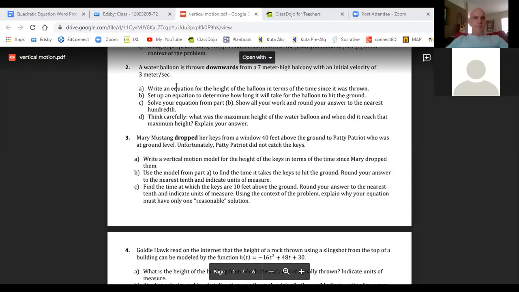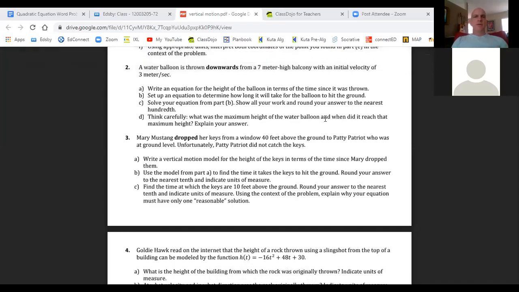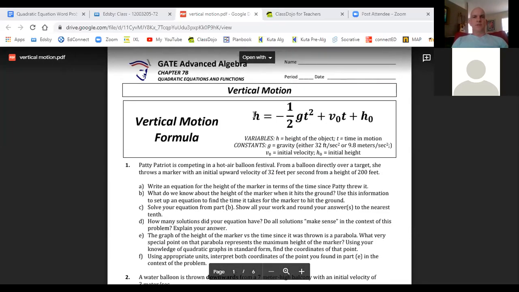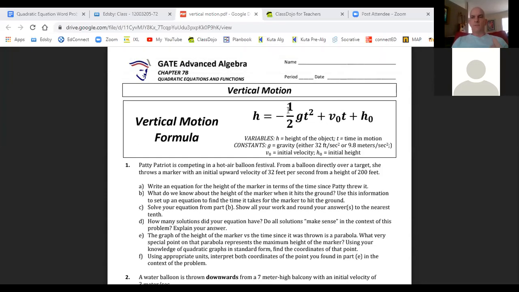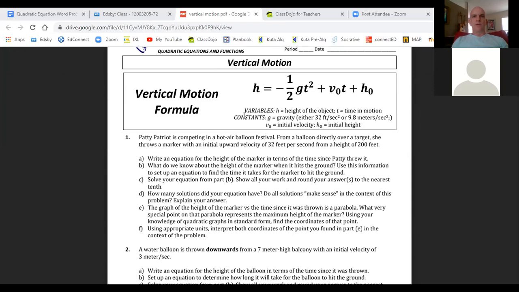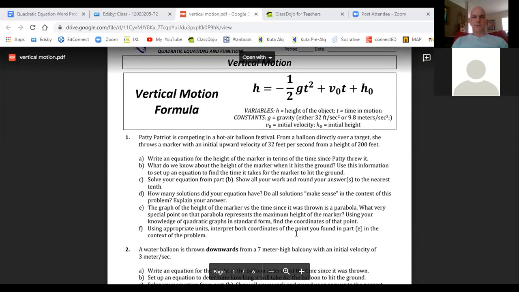Let me just go back to that real quick so everybody can see it. Part A of number 2 says, write the equation for the height of the balloon in terms of the time since it was thrown. Part A for any of these is writing this equation. So you're going to fill in whatever this is, right? If they're talking about feet per second, you're going to use that 32. The initial velocity, whatever that is. So in part A of number 2, they're looking for this equation, the h equals whatever.